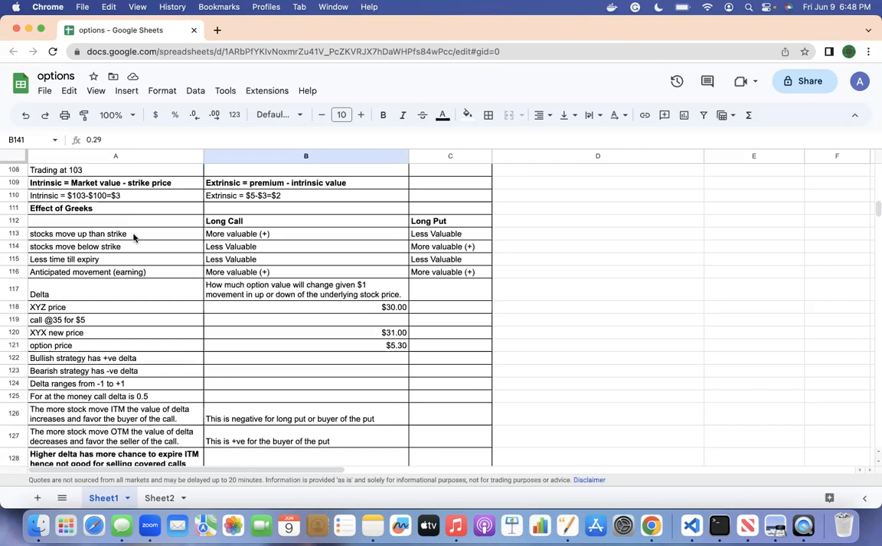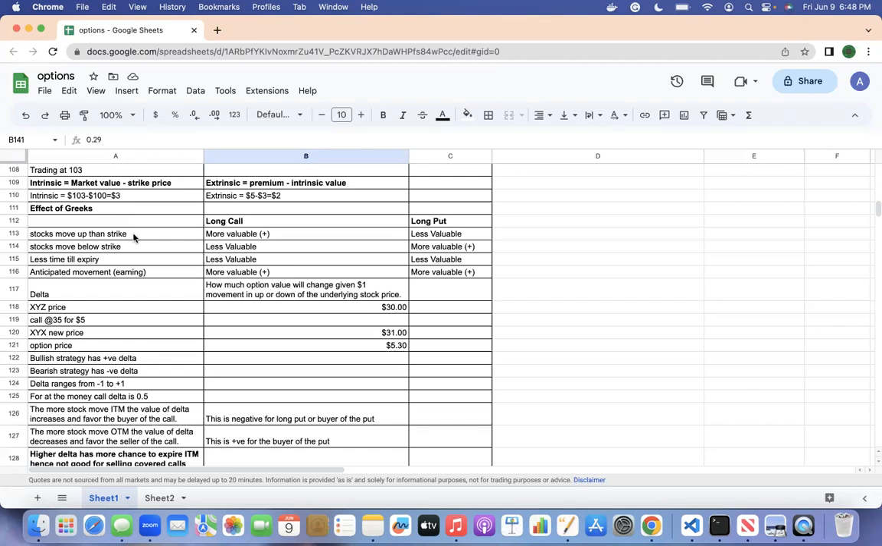Similarly, for a long put, it is the same thing. The closer you are to the expiry date, the less chance that the stock will keep going down, right? So it is always going against you. So for long call and long put, theta, which I'll talk about later, means time to expiry is against you all the time.